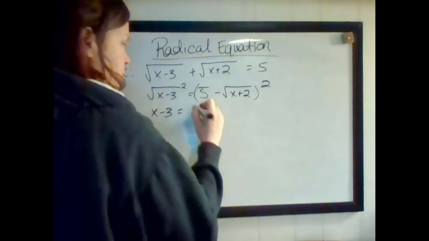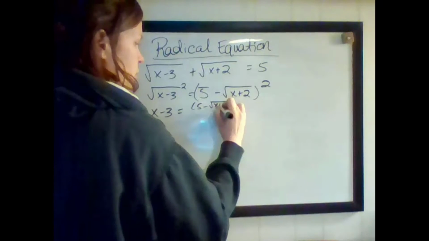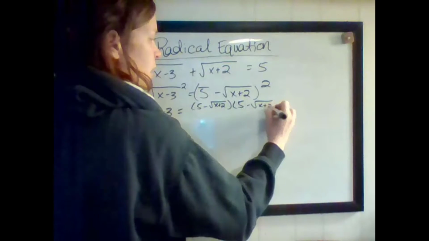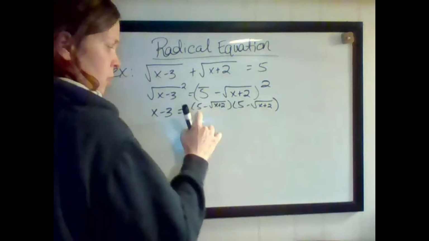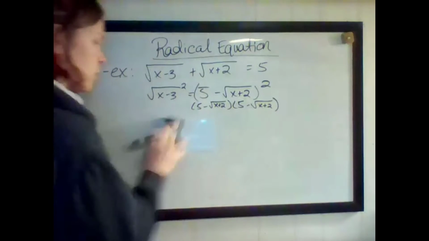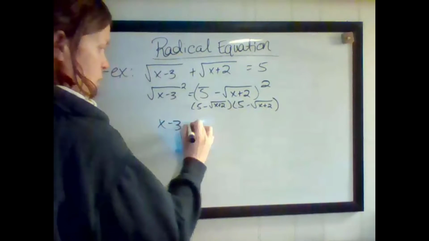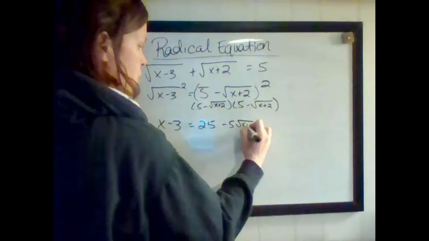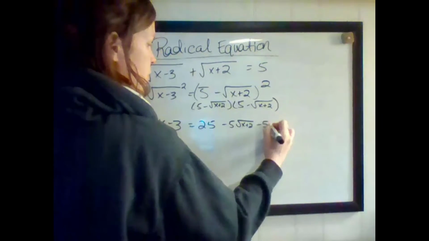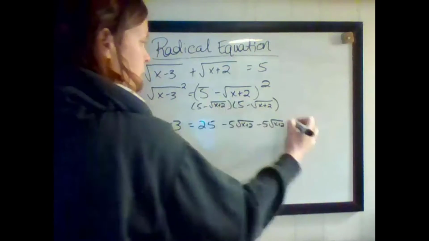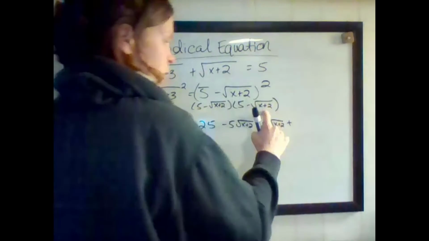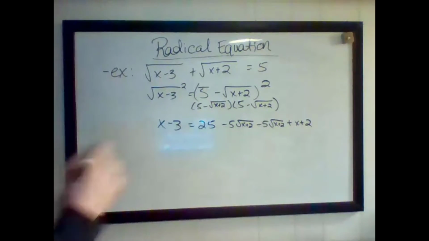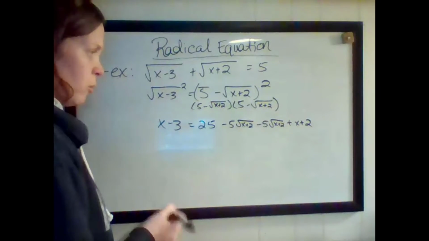Now with this one, I'm going to write this out twice, a little smaller underneath. 5 minus root x plus 2, 5 minus root x plus 2, because I'm going to have to FOIL. I can't just distribute that. I'm going to go down a little lower. So, first is 25, minus 5 root x plus 2 is my outer, minus 5 root x plus 2 is my inner, and then my last will be plus square root of x plus 2 squared, which is going to just be x plus 2, because that's squared, so that'll cancel out the square root.